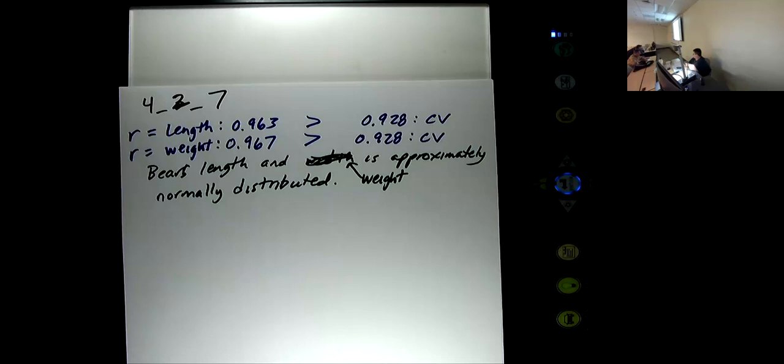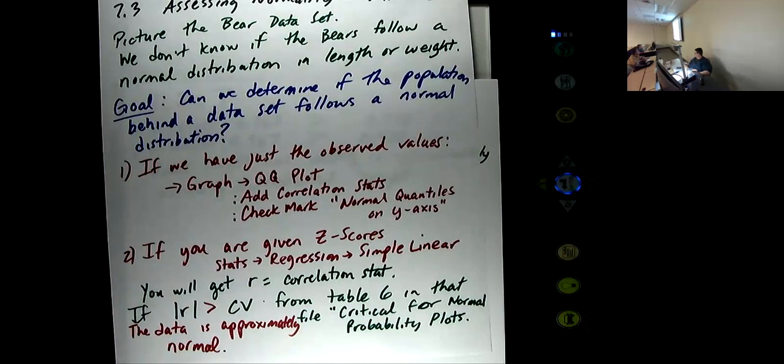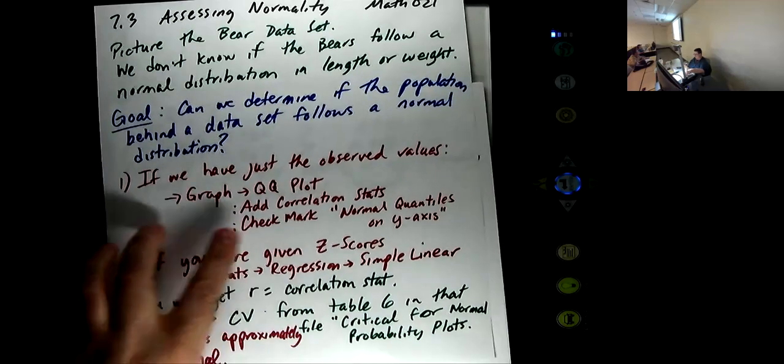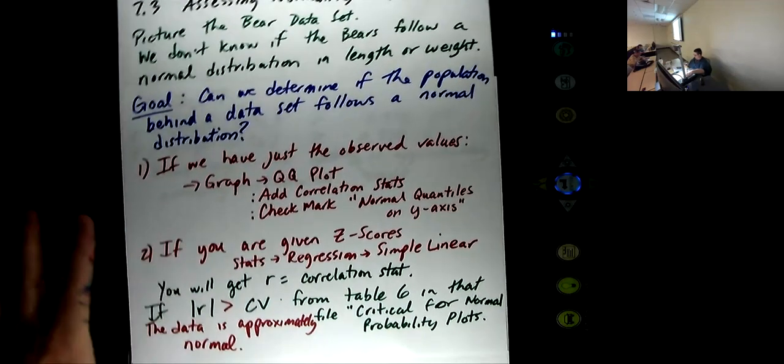You were saying on the QQ plot to check the boxes, and say correlation stat, and what was the other one? Check mark normal quantiles on the y-axis. Normal quantiles.